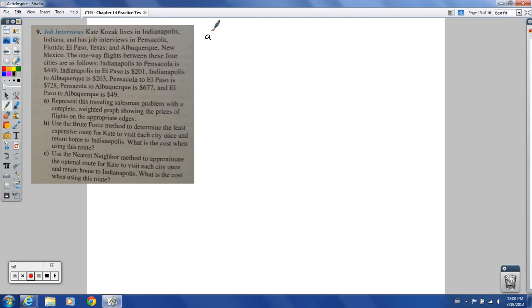So let's do that right here. Indianapolis is kind of over there-ish, and so I'm going to put these in their approximate locations. El Paso would be kind of like down here. Albuquerque would be a little bit farther west, if I got my geography right, and Pensacola, that's going to be Florida, kind of down there. And so let's call this Indianapolis, Pensacola, El Paso, and Albuquerque. We'll just use those letters to represent those.